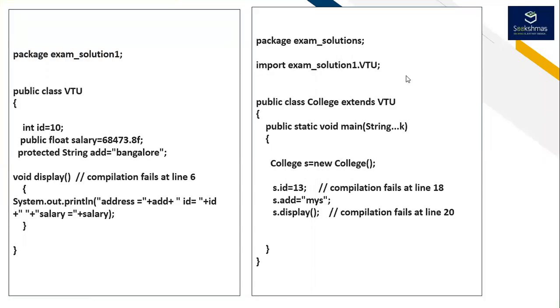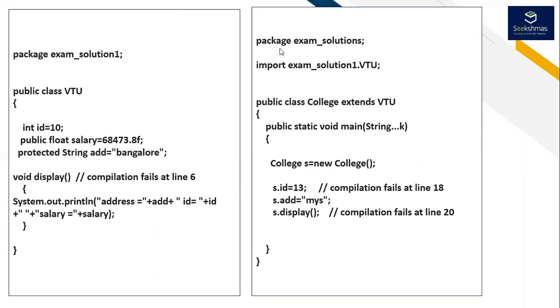Please observe this code carefully. This is a question based on the package concept. See, just observe package examinationsolution1 and public class VTU. Here we have variables: int id is equal to 10, public float salary is equal to 68473.8f, and protected String address is equal to Bangalore. Okay, we have a display method, and inside it I'm trying to display the address as well as the ID and the salary.